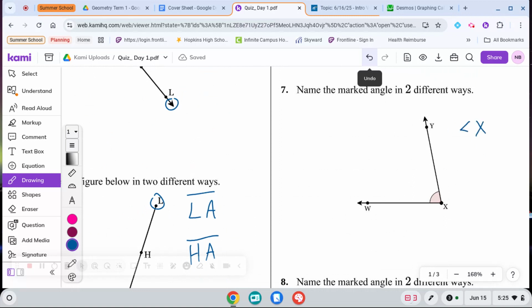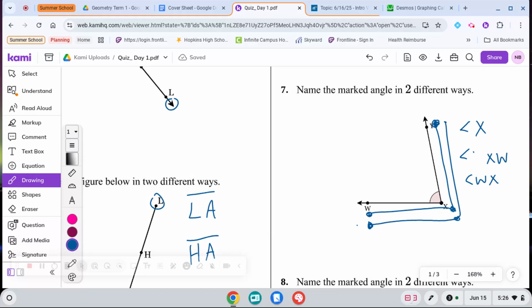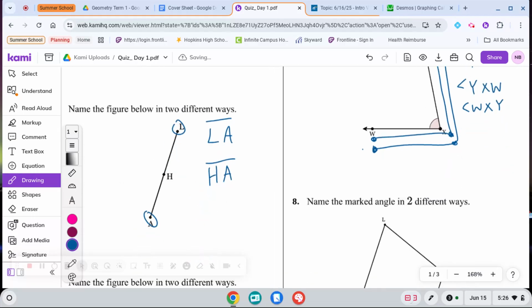One way you could name it is angle X. Another would be to go from Y to X to W, or W to X to Y. Oopsie, sorry, I just said the same thing twice. I struggle with these letters for some reason. W and Y. All right, so we just flip those. Again, key thing being that X has to be in the middle.